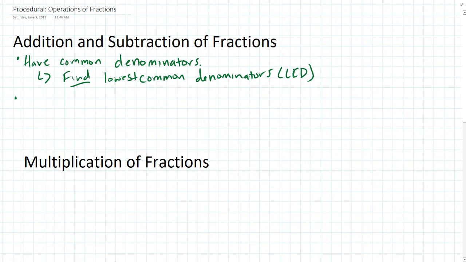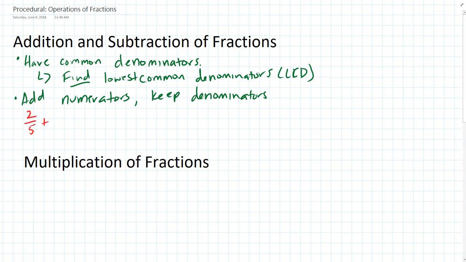Then after that, all we need to do is just add the numerators, or subtract numerators, and then keep the denominators the same. And then we simplify. Okay, so let's say that we have, let's go ahead and say 2/5 plus 1/3. Okay, they do not have common denominators. Since they don't, we need to make sure we find it. And to do that, we're just gonna go ahead and list the multiples.